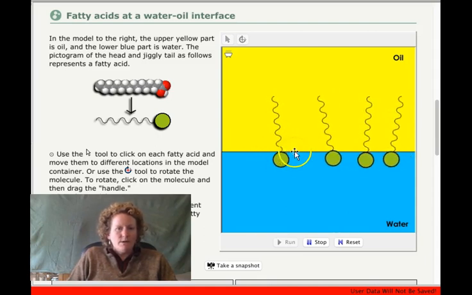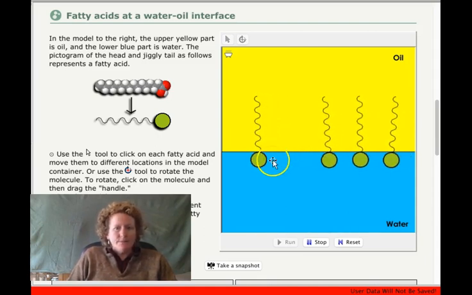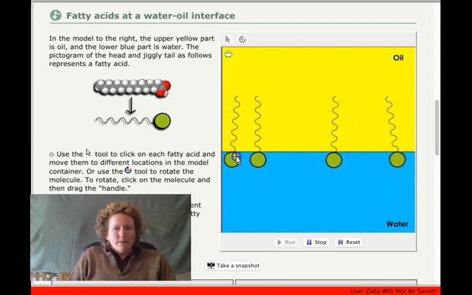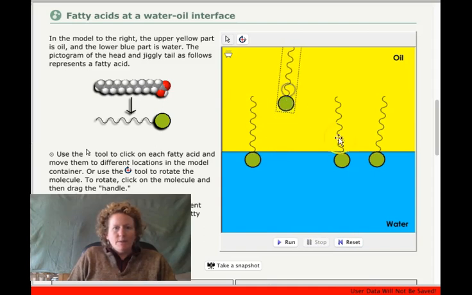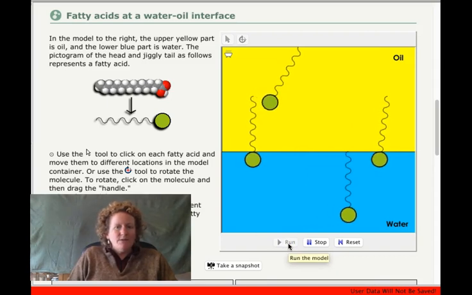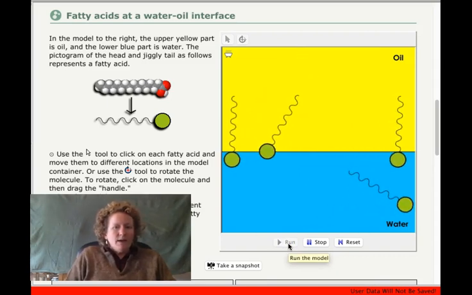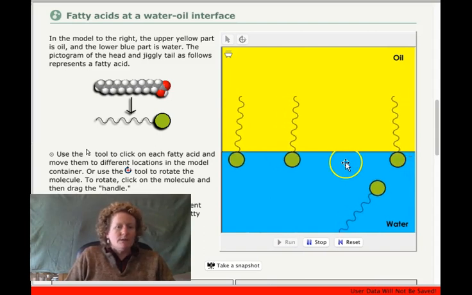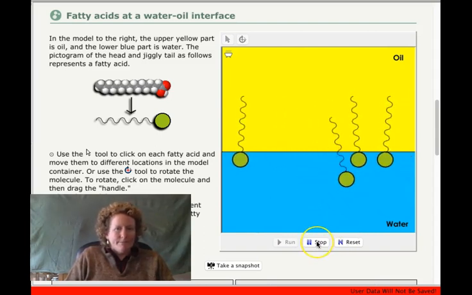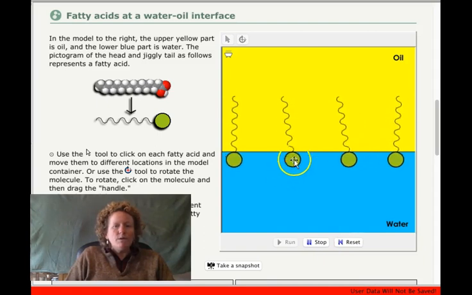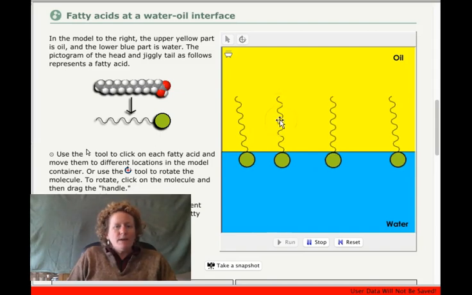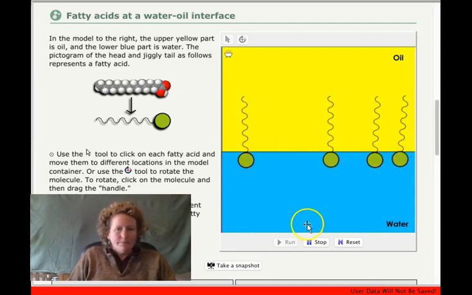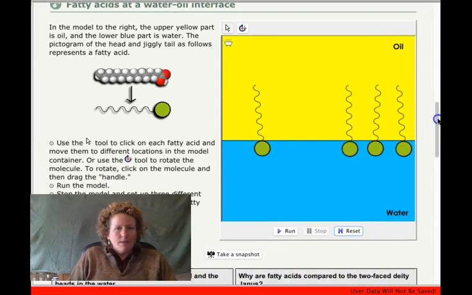This is an oil-water interface. Think of salad dressing. And even if we pull them up, let me stop here and pull them up into a different place, eventually they're just going to find their way back so that the head's in the water and the tail's in the oil. Because there's a polar head here that's hydrophilic, it likes water, and there's a hydrophobic nonpolar tail.